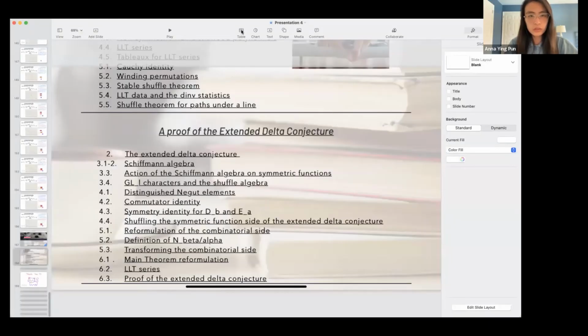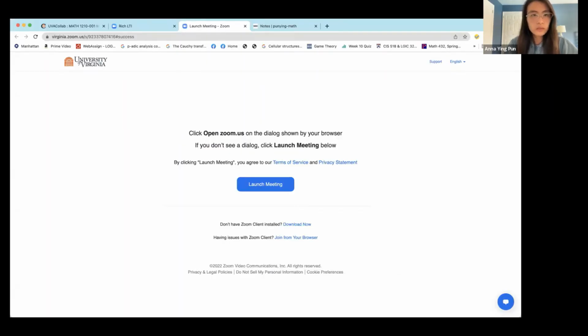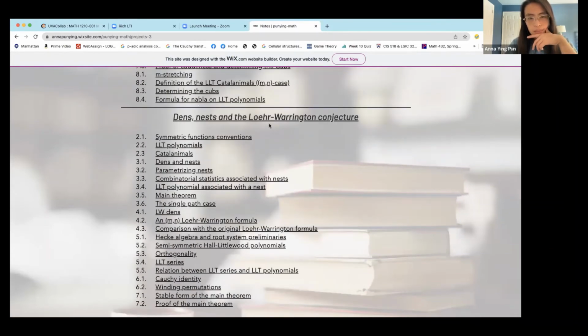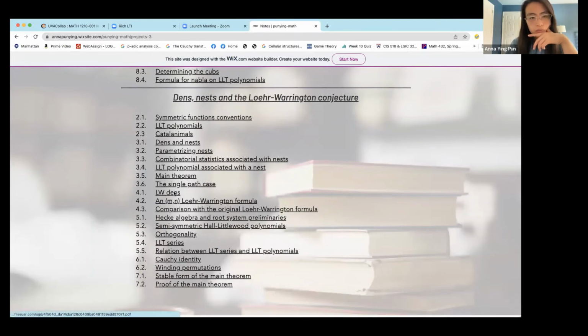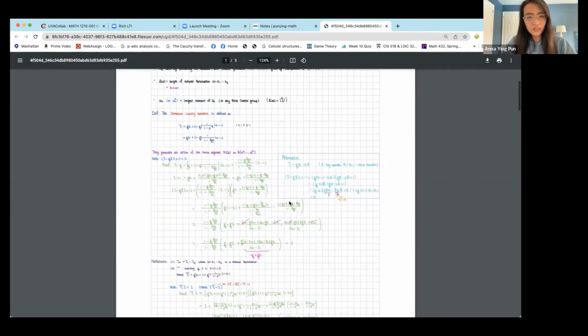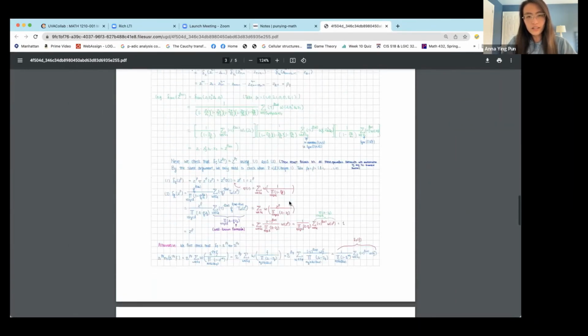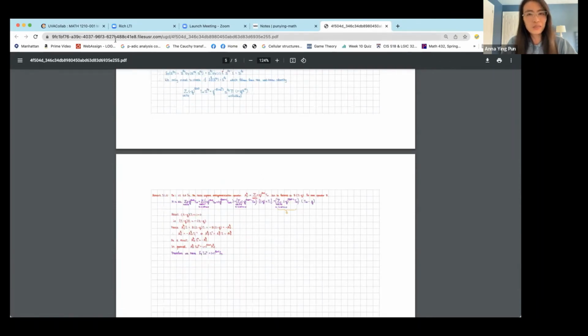Okay, so let me share another screen. All right, so if you look at my website, I updated it. You will have the Dens and Nests and Warrington conjecture. The reason that I didn't go through every single thing is that, for example, if you click on the details of the Hecke algebra, you'll realize that there are lots of stuff here, and it's just too much to go through in a three-hour lecture.